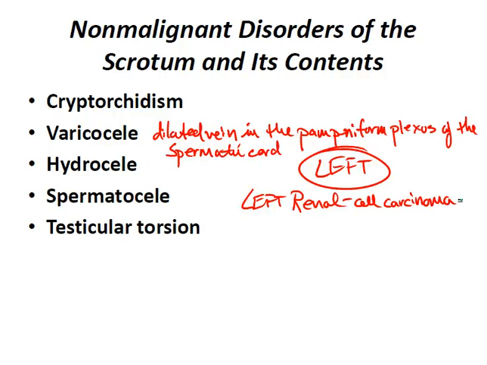The signs and symptoms are visible dilated veins, and your buzzword there is it looks like a bag of worms. It enlarges when standing and regresses when supine because of venous pooling. You get an aching pain, a dragging sensation in the testicle, and increased scrotal warmth, which leads to decreased spermatogenesis and infertility. So how do we diagnose a varicocele? You diagnose it with an ultrasound.